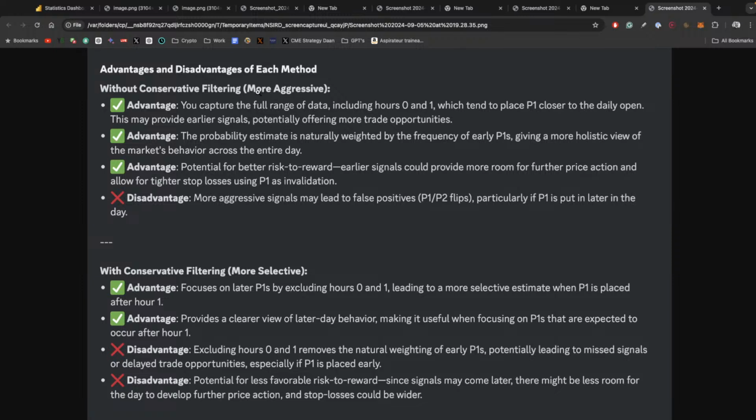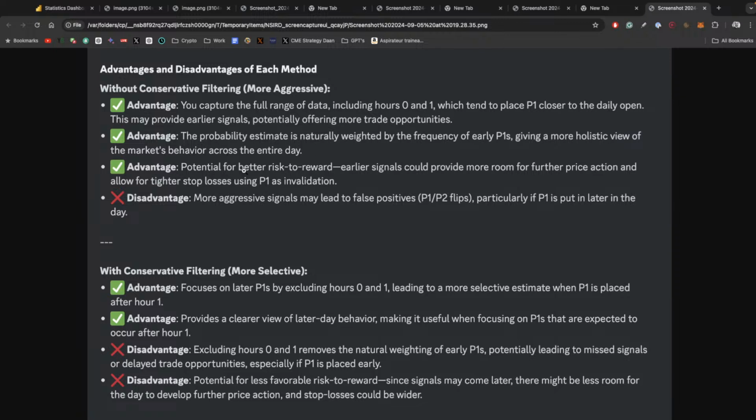Without conservative filtering, it's more aggressive. The advantage is that you capture the full range of data, including hour 0 and 1, which tend to place P1 close to the daily open. This may provide earlier signals, potentially offering more trade opportunities. Another advantage is that the probability estimate is naturally weighted by the frequency of early P1s, giving a more holistic view of the market behavior across the entire day.